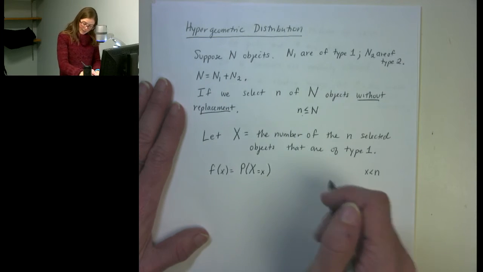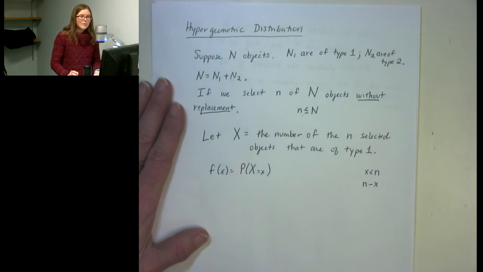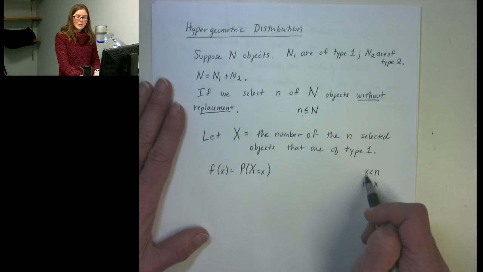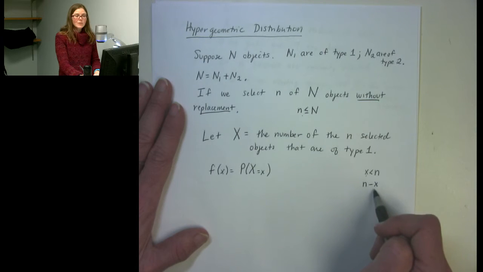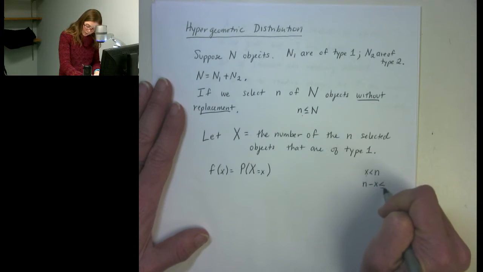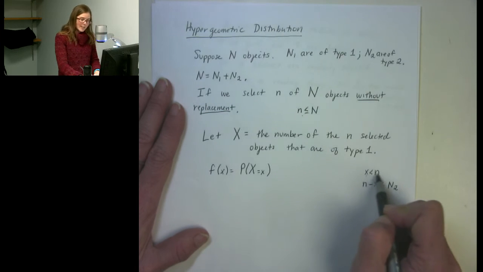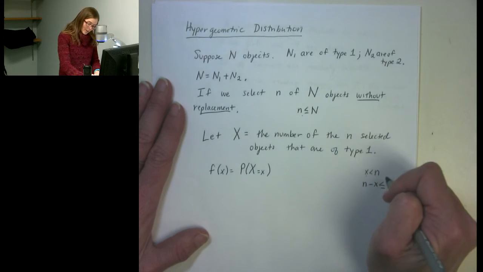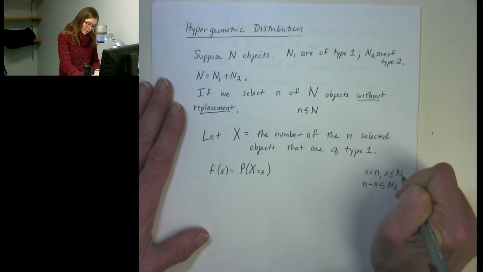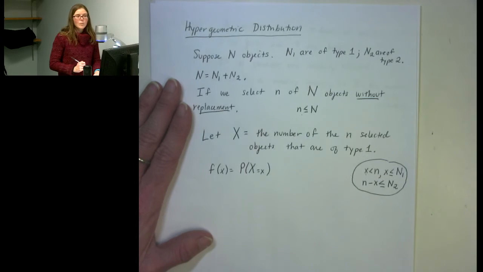I can also see that n minus x, which is the number of objects of type 2 that I'm going to end up with out of this group, because if x of them are of type 1 and I have n objects, n minus x of them must be of type 2, this is going to have to be less than or equal to N2. And of course, I also can't select more than I have of type 1. So I also am going to have the condition that x has to be less than or equal to N1. So I have all these conditions, and these are defining where the support will be.